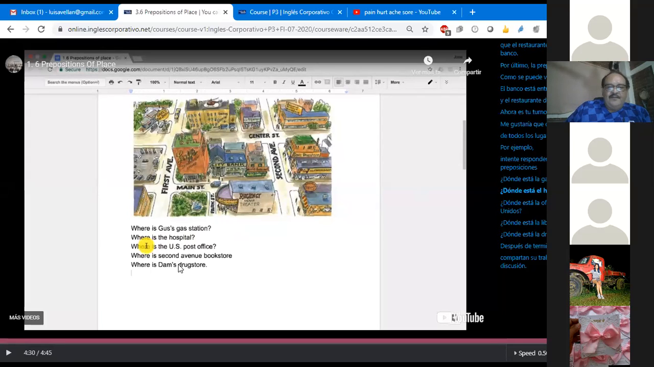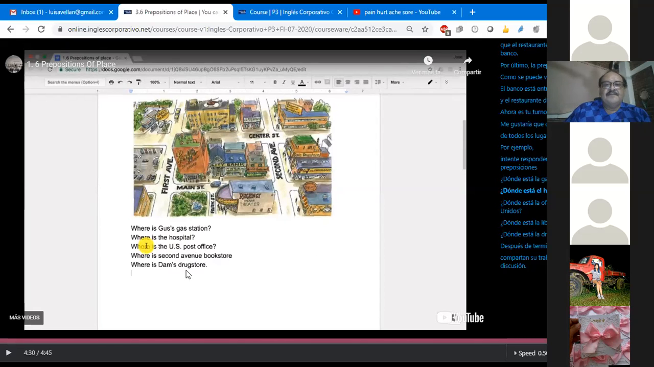Okay, where is the Second Avenue Bookstore? Okay, the microphone, please, with the sound. Okay, thank you. Where is the Second Avenue Bookstore? It's on Center Street. This one, here, right? On the corner of Second Avenue and Center Street.